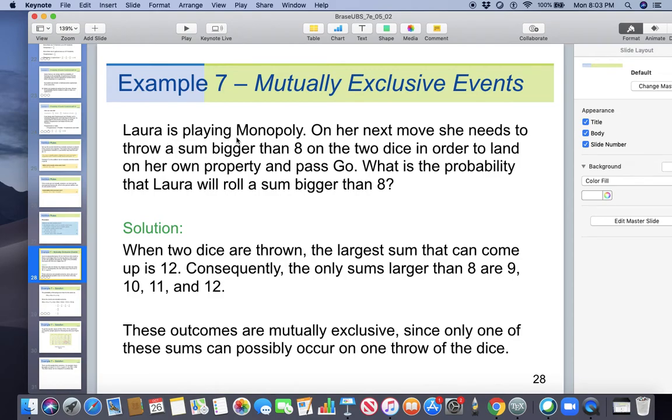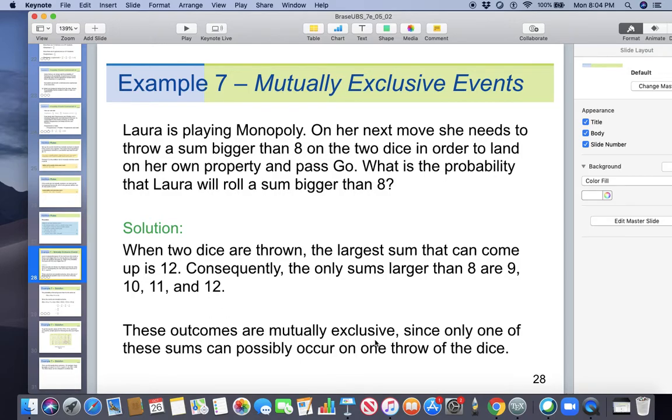Laura is playing Monopoly. On her next move, she needs to throw a sum bigger than 8 on the 2 dice in order to land on her own property and pass Go. What is the probability that Laura will roll a sum bigger than 8? When 2 dice are thrown, the largest sum that can come up is 12. So, bigger than 8 can occur when you have a 9 or a 10 or an 11 or a 12.